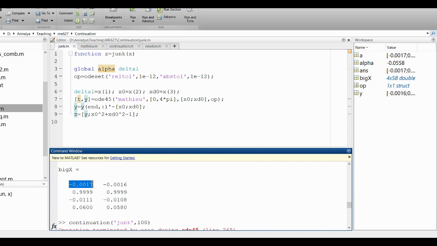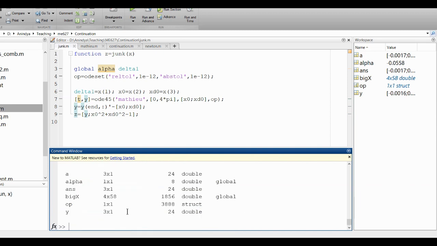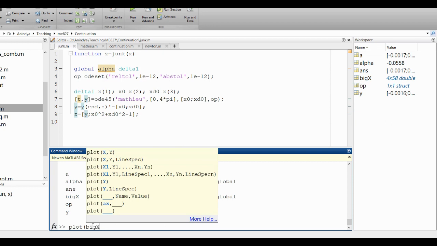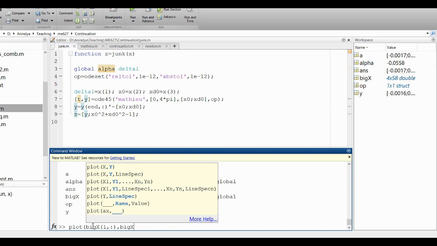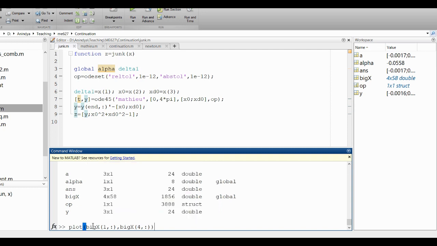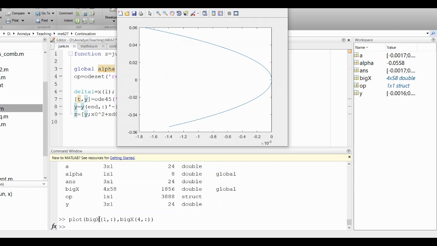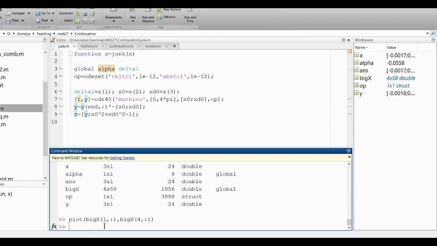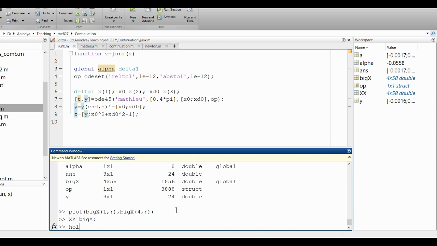This was delta, so it is on the negative side. It doesn't matter. That's delta. This is epsilon. Okay, so on the horizontal axis. So now the plot will just be like this: big X1, that's the delta part, big X4. You see, so that is where it is close to 0. This is one of those stability curves. And what I will do here is now I will say xx is equal to big X just to store it. And I will also say hold on.